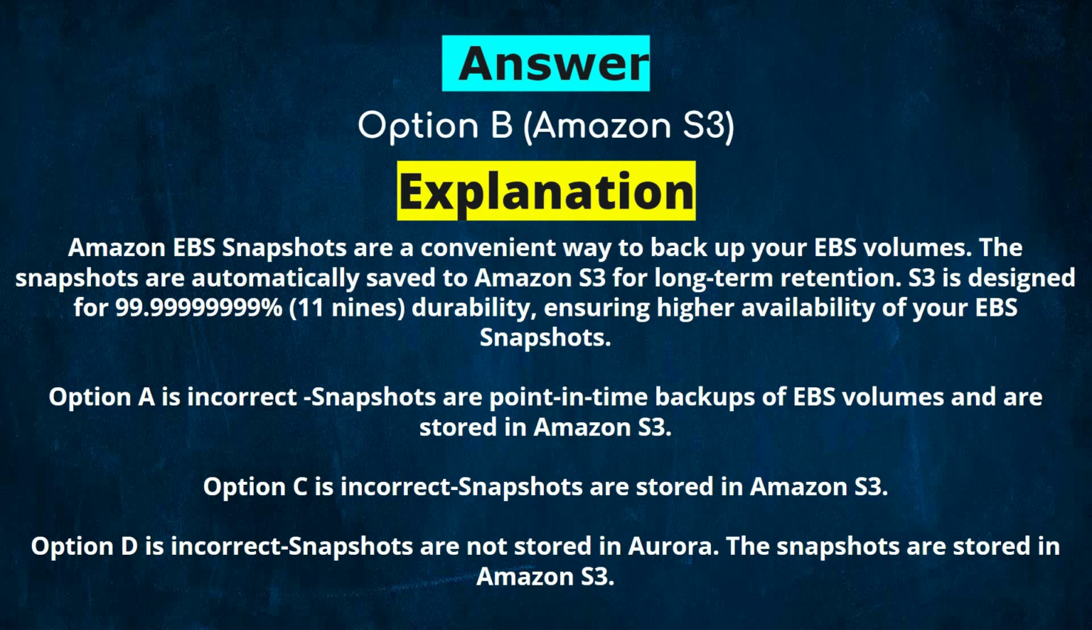Option A is incorrect. Snapshots are point-in-time backups of EBS volumes and are stored in Amazon S3. Option C is incorrect. Snapshots are stored in Amazon S3. Option D is incorrect. Snapshots are not stored in Aurora. The snapshots are stored in Amazon S3.